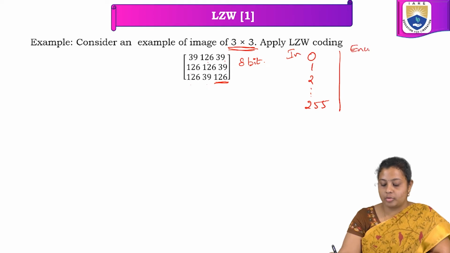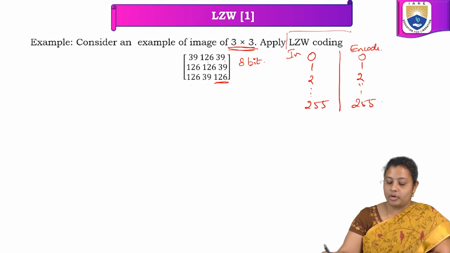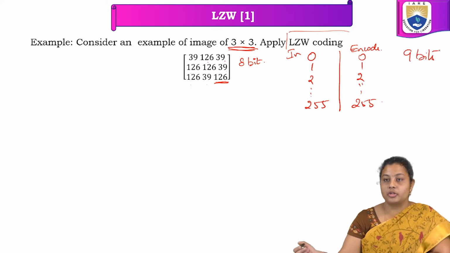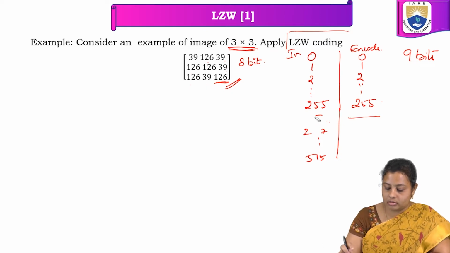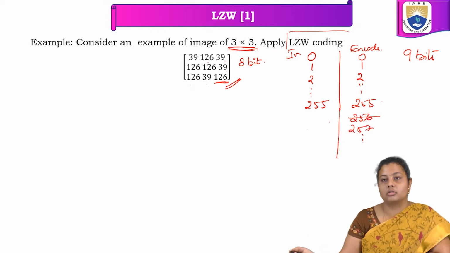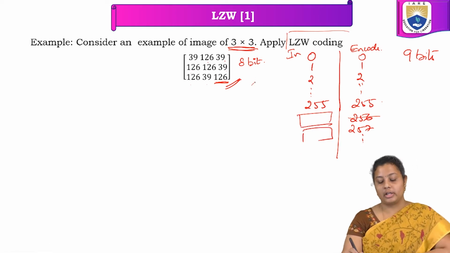What will be my encoded output value? It will be the same, 0, 1, 2, so on till 255. Now, what am I doing? If I want to apply my LZW coding, I am going to use 9 bits, right? I'm going to use 9 bits to represent the same image. So what are the possible coding values? I'll have values 256, 257, so on till 511. So the encoded outputs are now 256, 257, I can have all such things. The intensity values I have to take out, I will consider from my image.